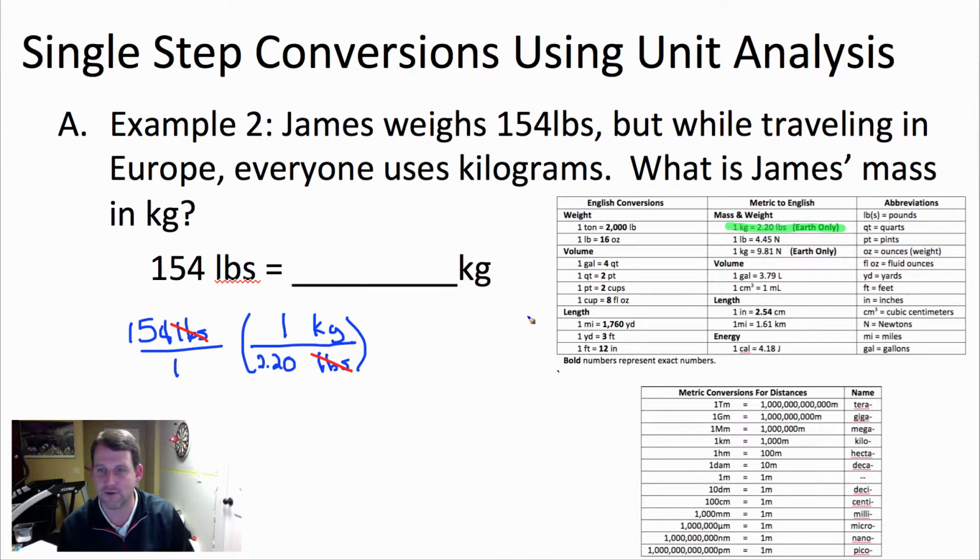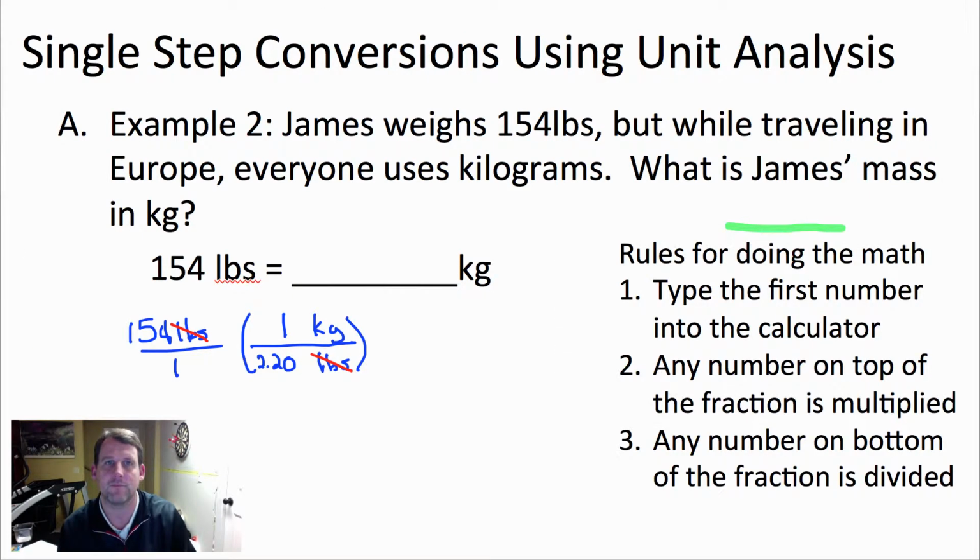Now as we do this, our first step for doing the math is to just type in that first number. So type in the number in the calculator. So 154 was on our calculator. And then this next number is on bottom of a fraction, 2.2. So when it's on bottom, we divide, remember? So we do 154 in our calculator. It's on bottom, so we push divided by 2.20. And the answer here ends up being 70 kilograms.